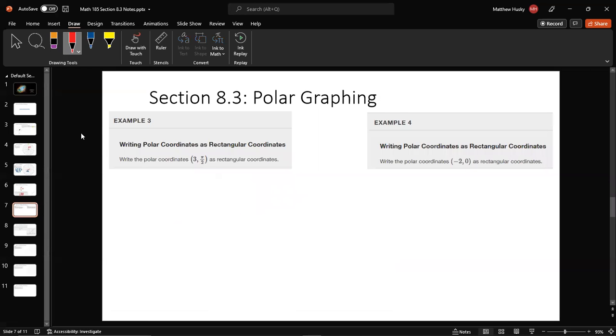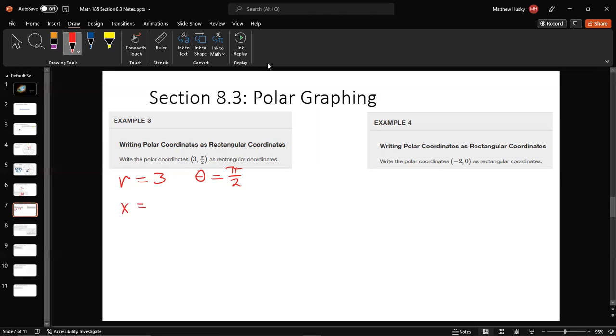So they say, write the polar coordinates (3, pi over 2) as rectangular coordinates. So r is equal to the number 3, that's the first value. Theta is equal to pi over 2, that is the second value. So if we want to know x, and this goes back to stuff we've emphasized before, remember the x direction always goes with the cosine. So the cosine is going to correspond with x here.